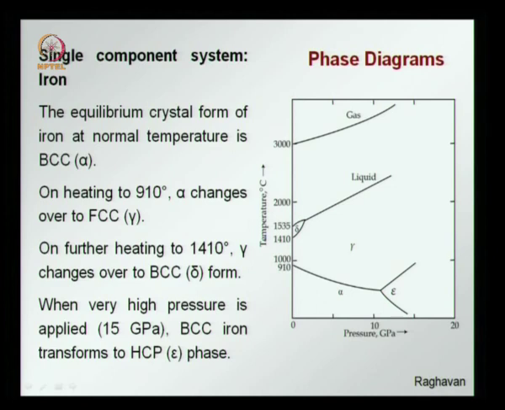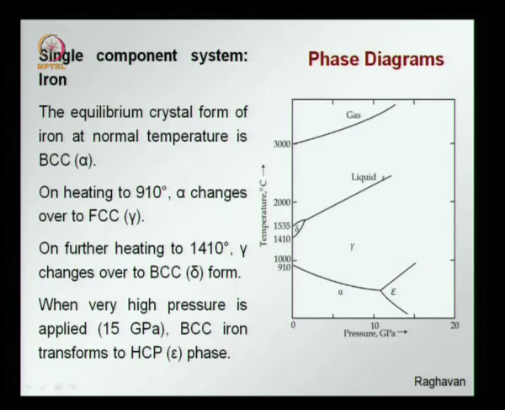Another single component system which is of interest to us is the system of iron. On the right here you see the phase diagram of iron. At very high temperatures you have iron in the gaseous form. When the temperature at atmospheric pressure is more than 3000 degrees, you have the gaseous form. As temperature decreases, the gas will become a liquid. The liquid will exist at atmospheric pressure up to a temperature of 1535 degrees Celsius.